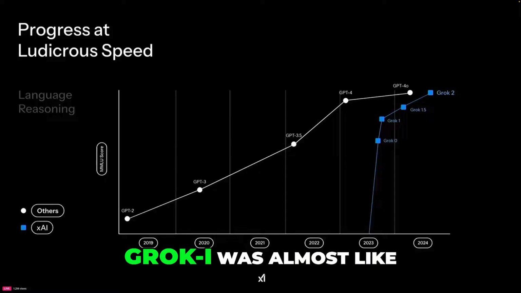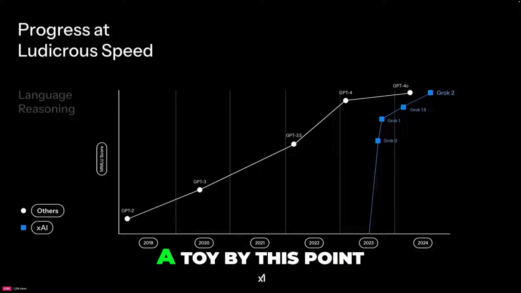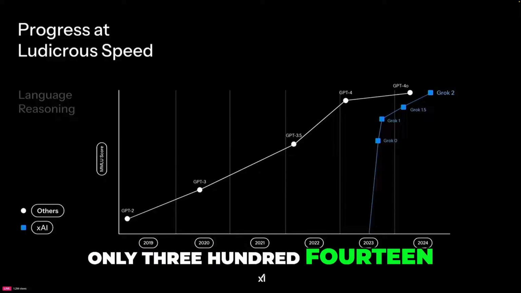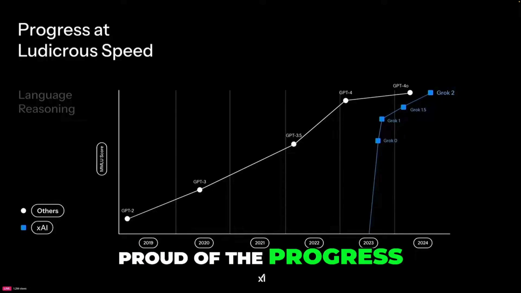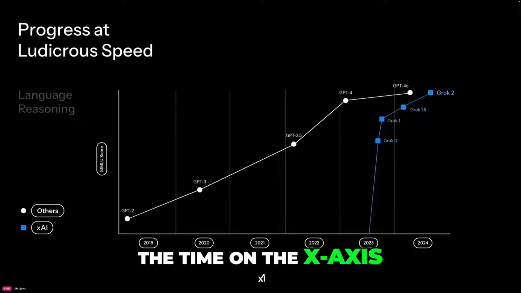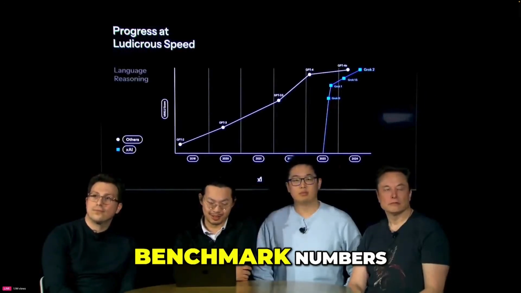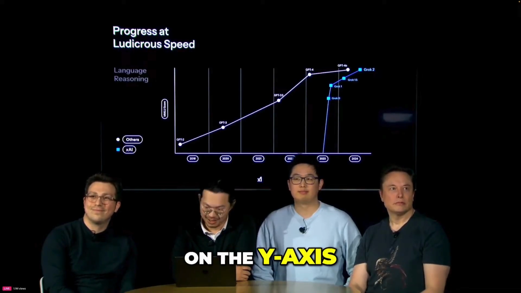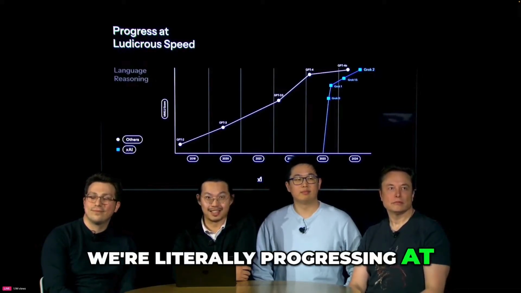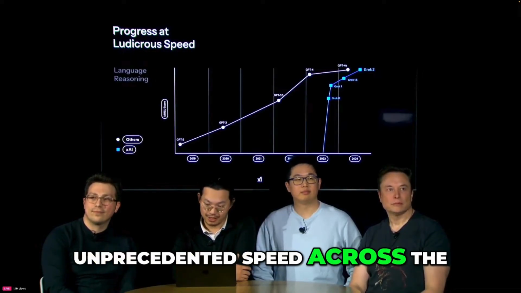AI progress, the unprecedented speed. Grok 1 was almost like a toy by this point, only 314 billion parameters. And now if we plot the progress, the time on the x-axis, the performance of favorite benchmark numbers, MMLU, on the y-axis, we're literally progressing at unprecedented speed across the whole field.